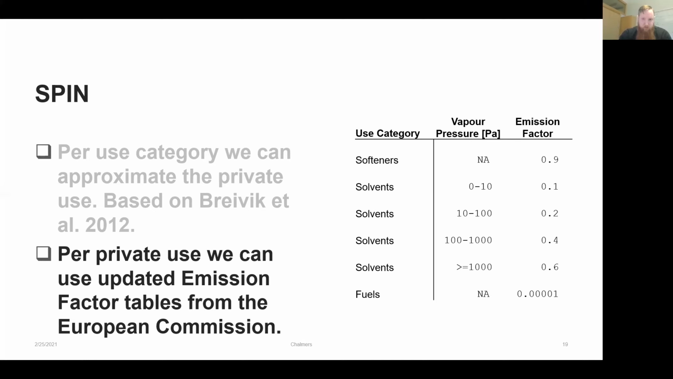So if we look at the examples here on the slide, we can see that for the softeners, there is no differentiation based on the physicochemical properties, but if it's used in a domestic setting, you believe that 90% of the compound goes into wastewater. For the solvents, there's a differentiation based on the vapor pressure, which leads to different emission factors based on what the compound looks like and behaves like. And for the fuels, we have an updated version. It doesn't show here, but it's considerably lower than the fuel emission factors were in the original table. So it has been updated.